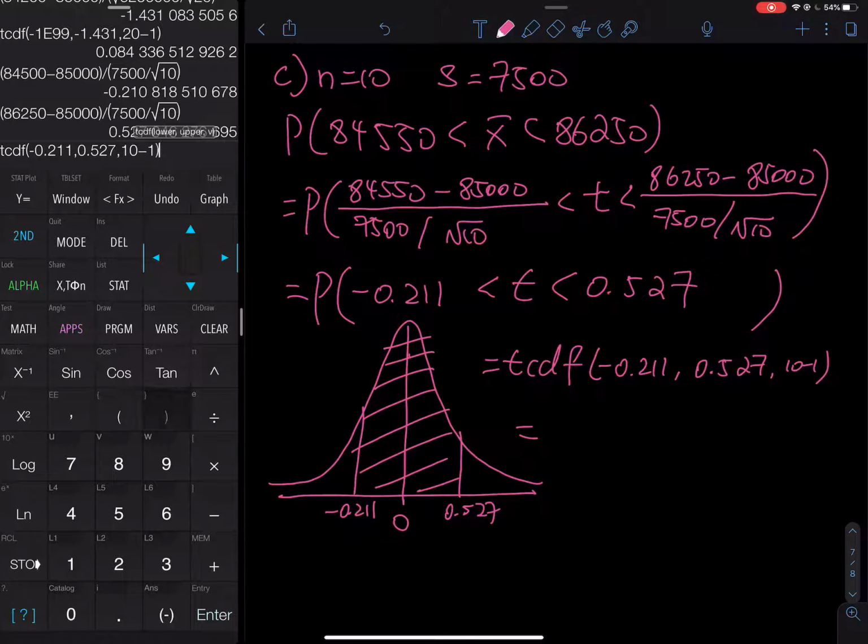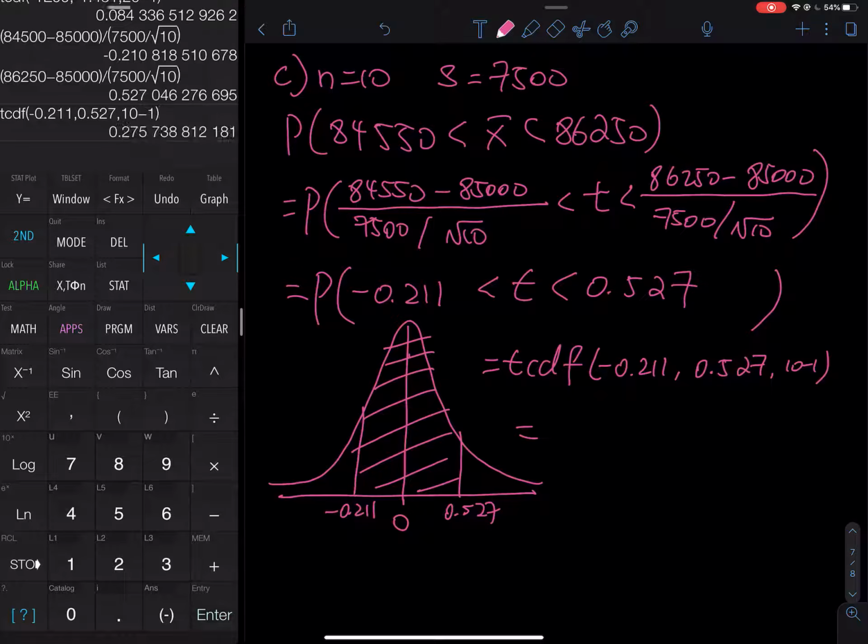Why do we need to care about the degree of freedom? The answer is, this is a t distribution, the t procedure. The degree of freedom determines the shape of the t curve. That's why the degree of freedom is so important in t distribution. So the probability is 0.2757. So that is the answer to part C.